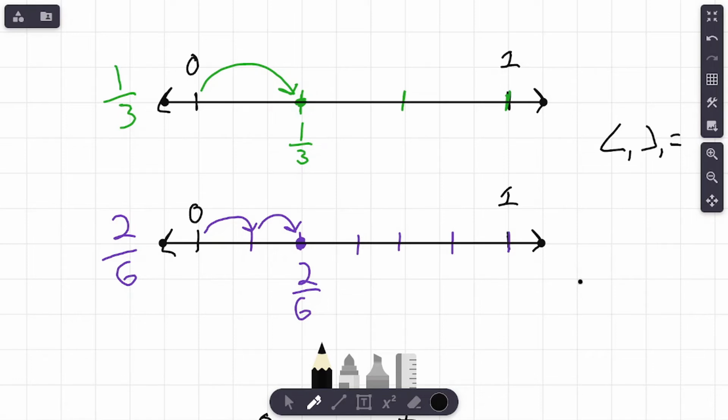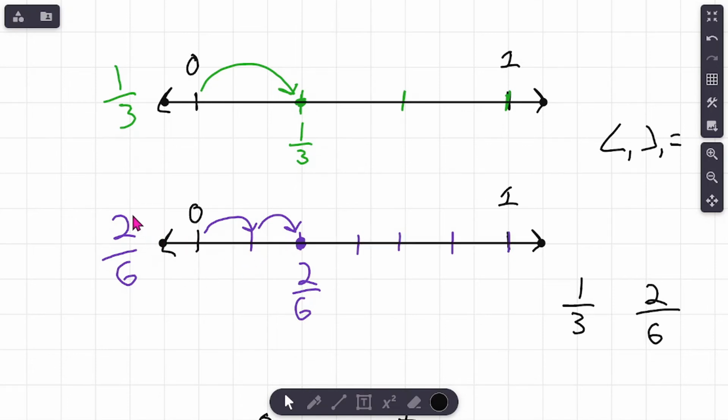What do you notice about these two fractions? First off, notice our number lines are the same length. That's really important. So that's good. So we can compare these. Notice for the thirds, the pieces are a lot larger than the sixths.